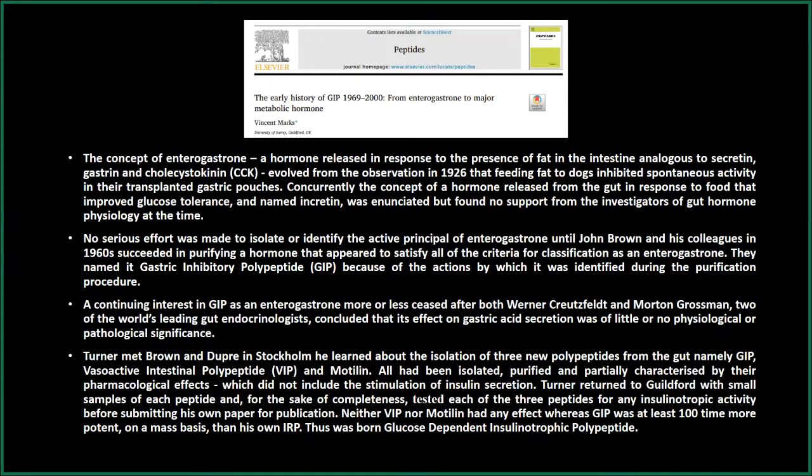So he changed the name from gastric inhibitory peptide to glucose-dependent insulinotropic polypeptide. So it still is called GIP, it's just not gastric inhibitory peptide anymore. It is glucose-dependent insulinotropic polypeptide.